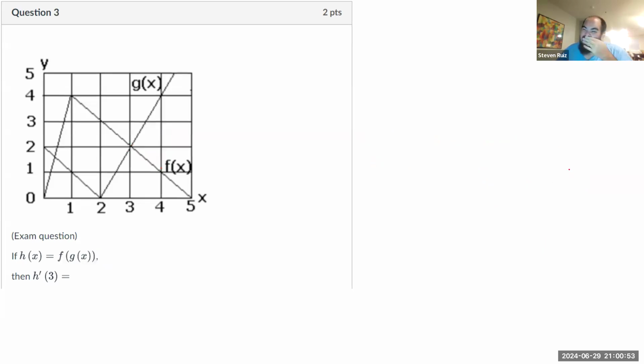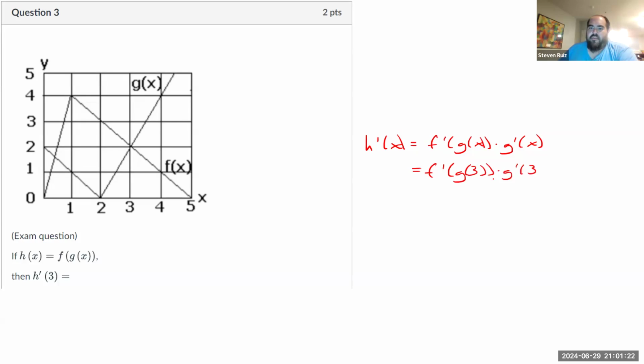Moving on to question 3. Now we're redefining h to be a composition. So h is equal to f of g of x. So if we have a composition of functions, we need to use the chain rule. So h prime of x is equal to f prime of g of x times g prime of x. Specifically, what's going on at 3. So f prime of g of 3 times g prime of 3.